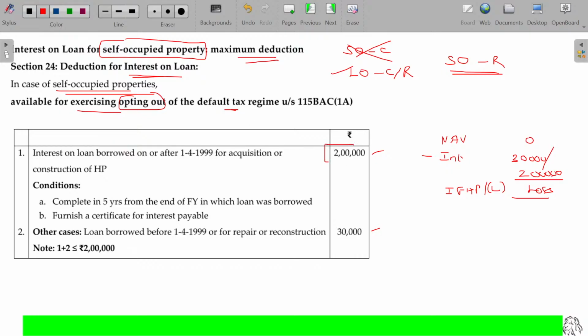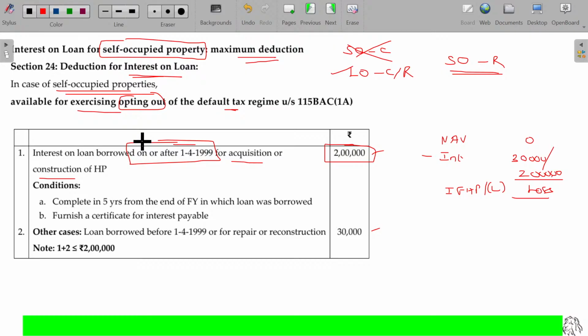To claim the higher deduction of 2 lakhs, the loan should be borrowed for either acquisition or construction of house property, on or after 1/4/1999. It seems to be redundant hereafter, as almost 25 years are already over. The housing loan itself is maximum 10 or 20 years, so it's more than 25 years. Anyhow, this becomes useless. All these things are now going to be scrapped.